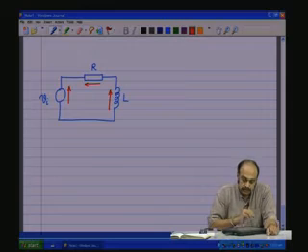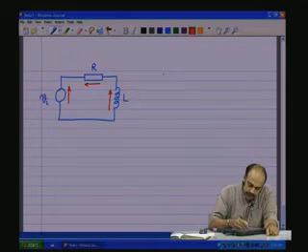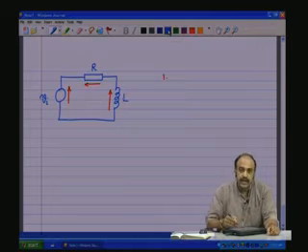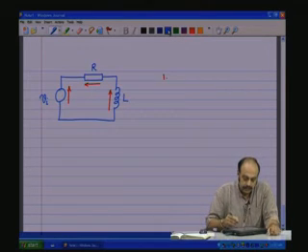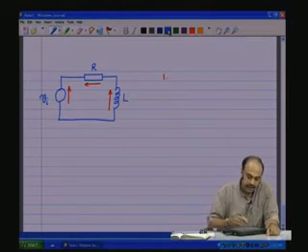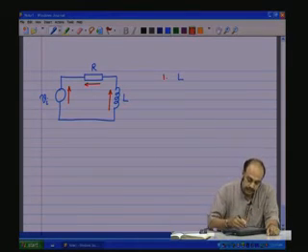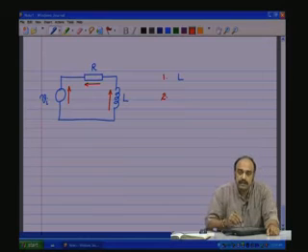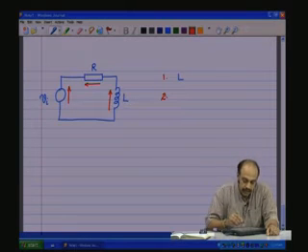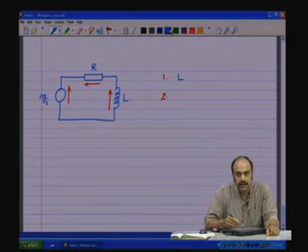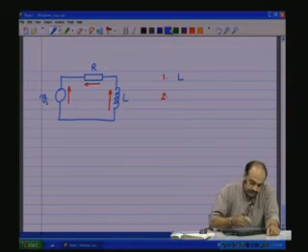So, in this case, again going step by step, what is the first step? The first step is to identify the component which stores energy, and in this case it is the inductor L. The second step is to identify the state variable for this energy storing component, and for L the energy is stored as half L i square by virtue of the flow of the current, and therefore iL.